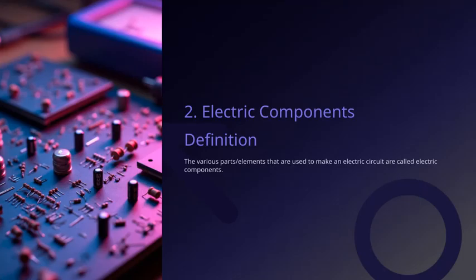Now, let's talk about electric components. These are the various parts or elements that we use to make an electric circuit. Essentially, whenever you're building a circuit, you're combining different components to create a functioning system. These parts can include things like resistors, capacitors, switches, and batteries.